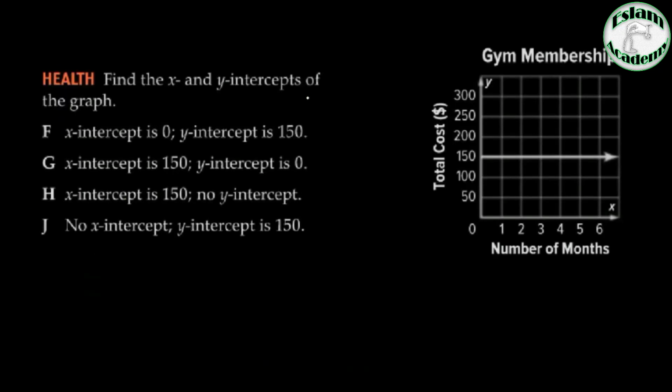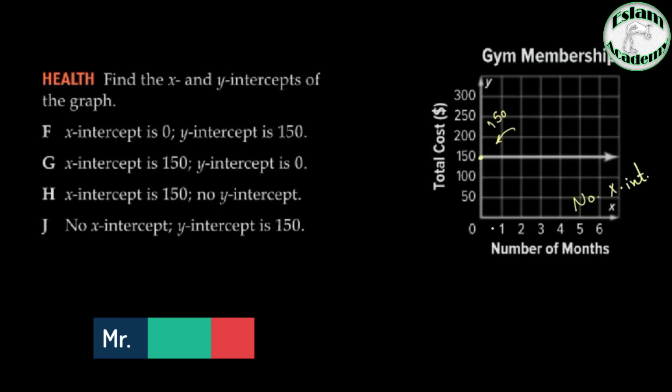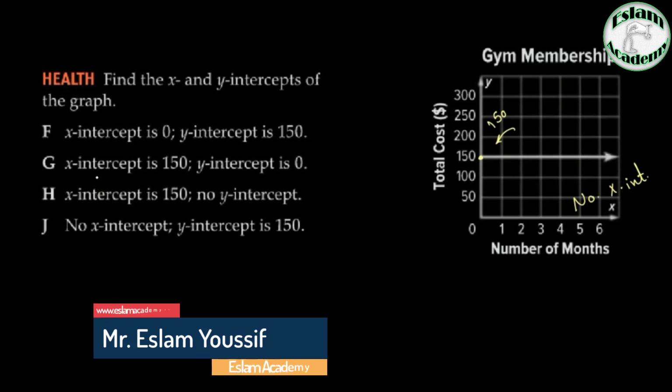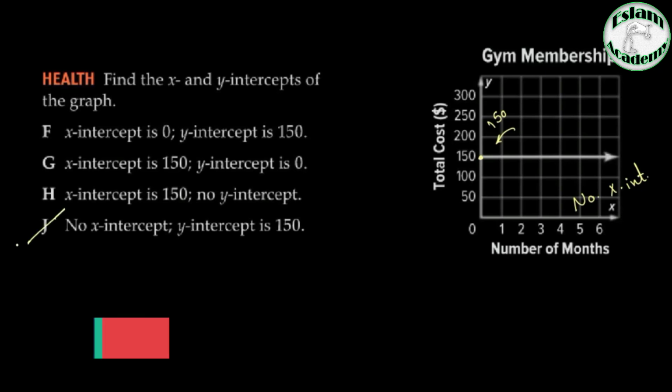Find the x and y-intercept of the graph. You will find that the graph intersects the y-axis at the point 150. And the line will never intersect the x-axis because it's parallel to the x-axis. It means there is no x-intercept. So the solution now is that we have y-intercept equals 150 and there is no x-intercept. It means the answer is J.